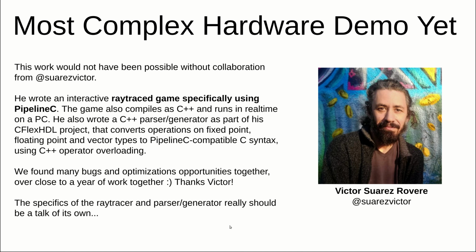And so that lets you write C++ that uses operator overloading on vector types and things like that that's not strictly C compatible, and then he generates C code that PipelineC can work with. We found a lot of bugs together and a lot of great optimizations we were able to make. Like I said, over close to a year of working together. It's really been wonderful. And thank you again, Victor. The specifics of the ray tracer I won't have a lot of time to get into today, but they really should be a whole talk of their own.